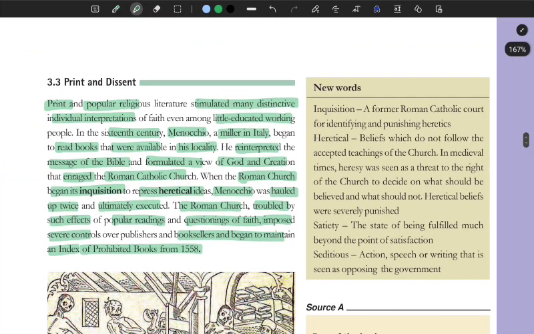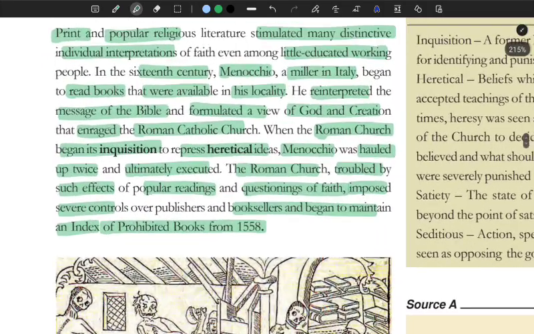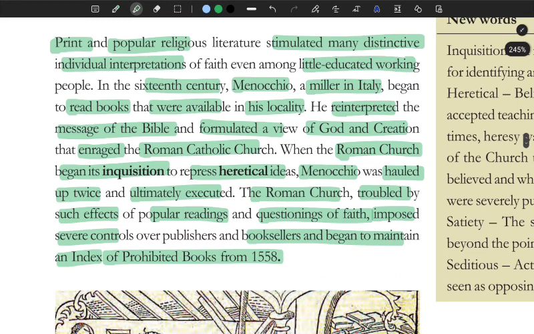See, even the Roman Catholic Church hated all of these people. See, in Italy, a miller in Italy, he's called Menocchio, began to read books that were available in his locality. He reprinted the message of the Bible and formulated a view of God and creation. He printed it his own way, maybe, and it enraged the Roman Catholic Church.